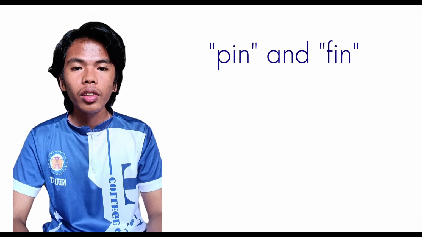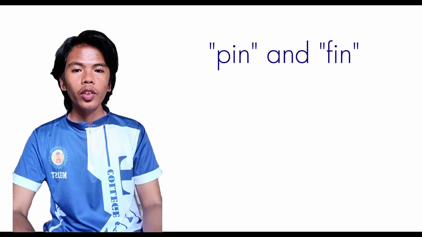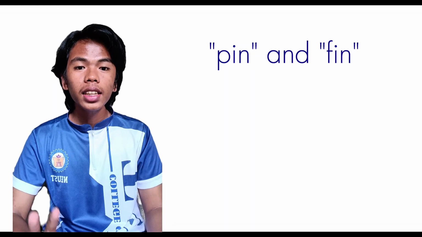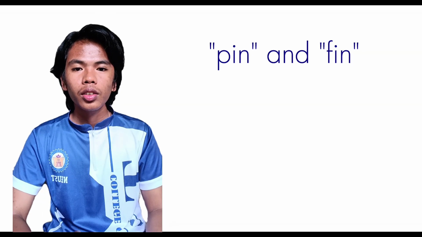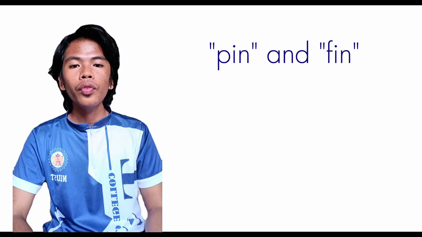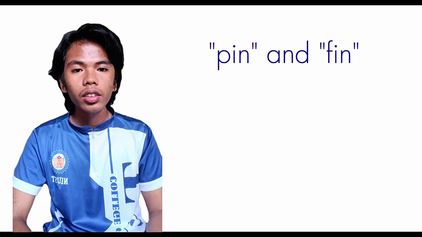First is the word pin and fin. Okay, say it with me again. The pin and fin. So okay, that's correct. Pin is a thin metal piece with a sharp point. While fin is a part of a fish's body that helps it balance and move in various directions.